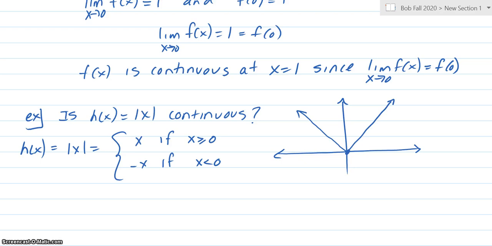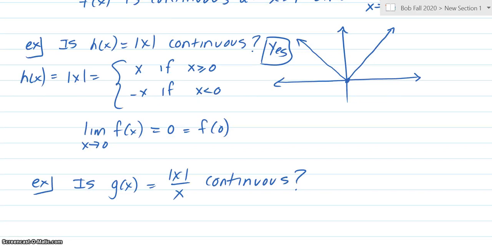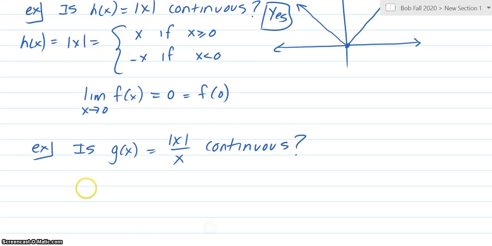You can see it's a V. It's definitely continuous at 0. I don't have to jump anywhere. And if I look at the limit as x goes to 0 of f of x, it's 0 on both sides, which is the same as f of 0. All is good. So the answer is yes. It is continuous. What about if I innocently divide by x, the absolute value of x over x? What does that look like?